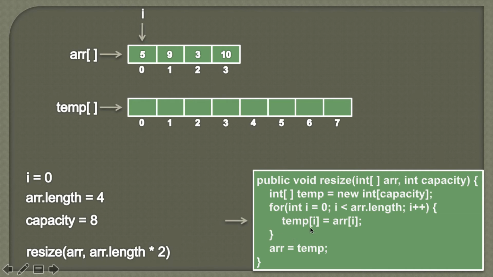In the for loop, we'll simply copy the value stored at the ith index, which is the 0th index, to the temporary array at the ith index, which is 0. So here we are simply copying this value, which is 5, to this temporary array at the 0th index. It would look something like this. So 5 is copied here. Now we'll move ahead. Now we'll increment the value of i. So i becomes 1.